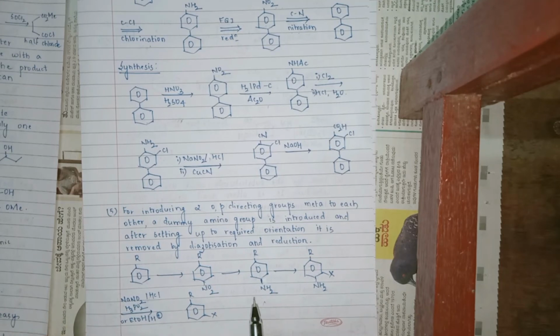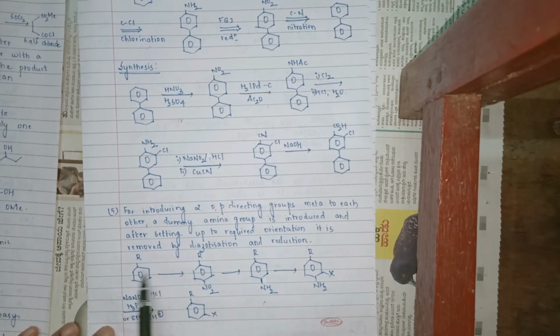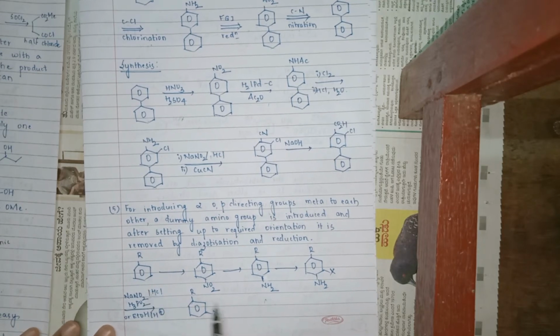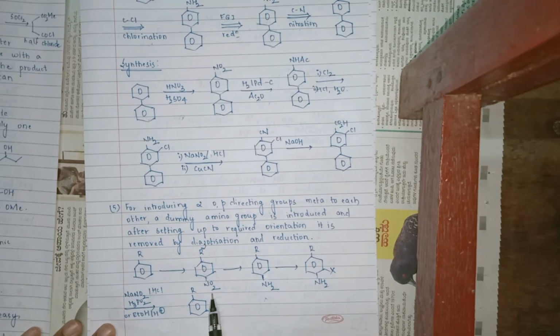Further, I can introduce the meta system. Let us see this. There is a benzene which is substituted with R. Para to this position, I am going to introduce an NO2. Now, R is an electron donating system. If I want to introduce anything with respect to R at the meta position, I should block my para position. So how did I block my para position? By the introduction of NO2. NO2 can be further reduced to NH2.